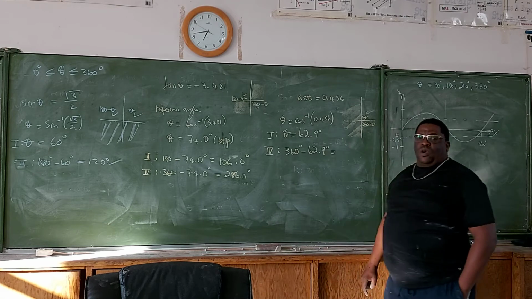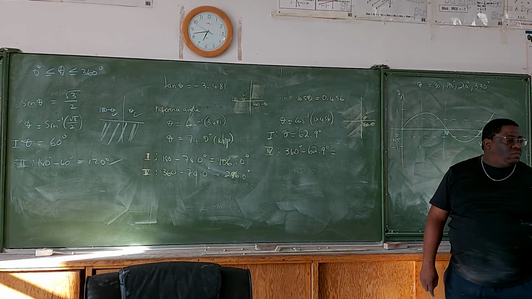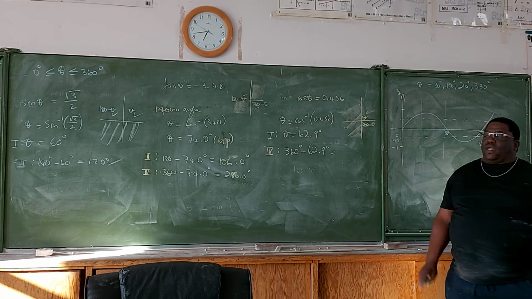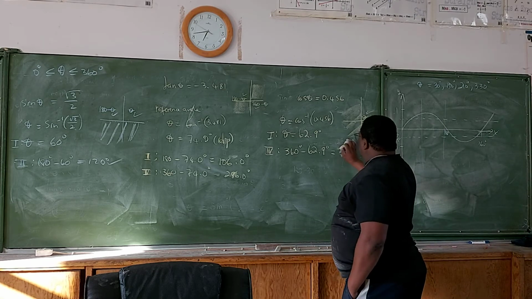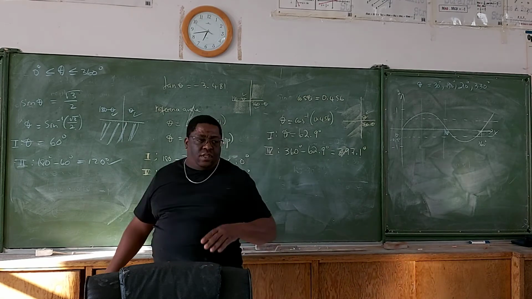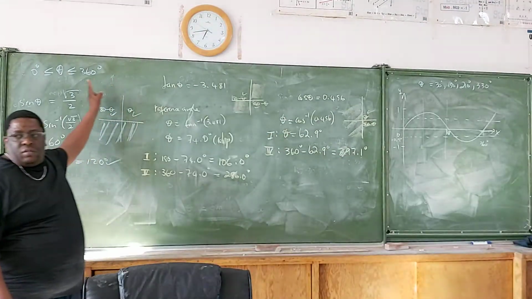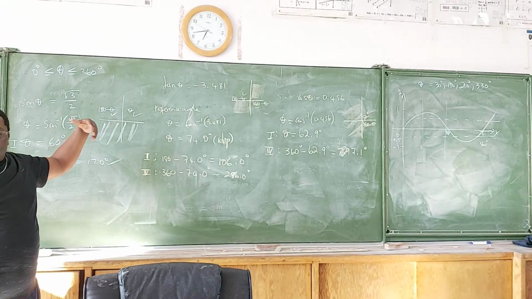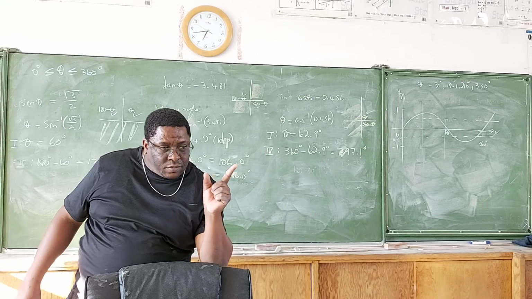Okay, 360 take away 60. 300. 300 take away 2. 298. Take away 0.9. Oh, it's just 297.1 degrees. Is this answer and this answer within our domain? Is it within our domain? Good. I'm asking that on purpose.